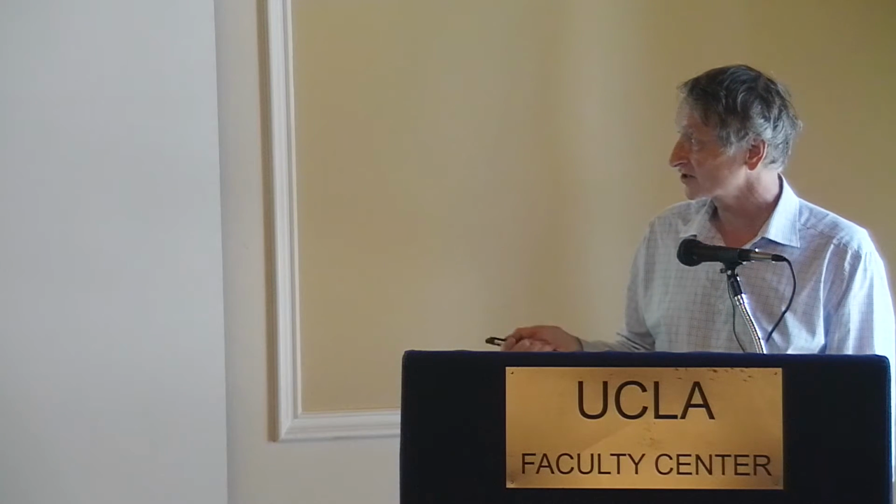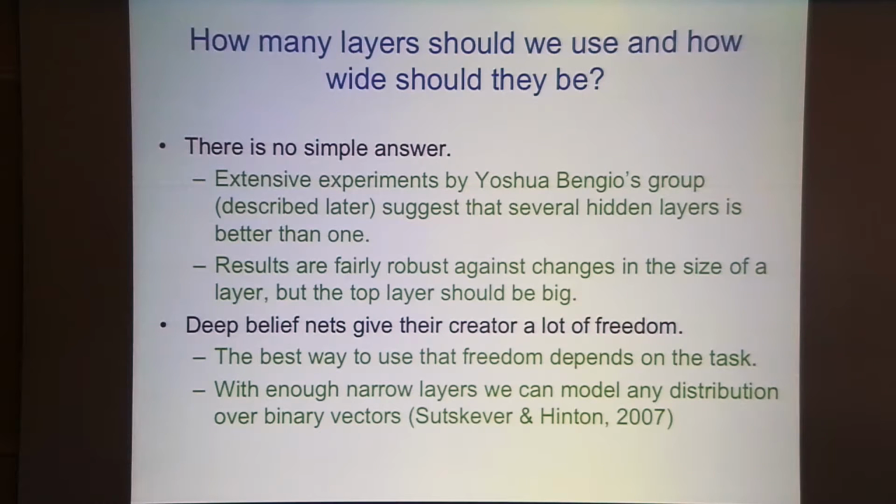Yoshua Bengio's group did extensive experiments, and I'll describe some of them later, and he'll probably describe some of them in his talk, showing that more than one layer is a good idea. The general experience is that if you use several layers, an extra layer or one layer less doesn't make much difference. There are some problems where half a dozen layers really helps a lot more than 2 layers, and speech seems to be one such problem.